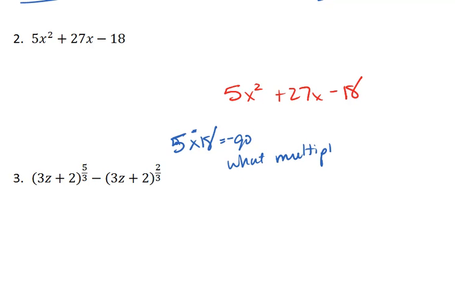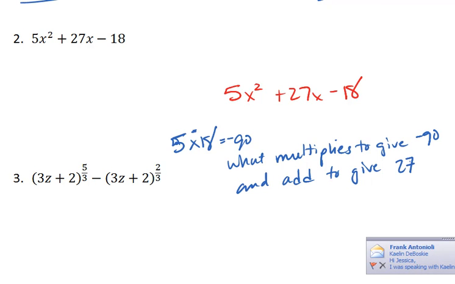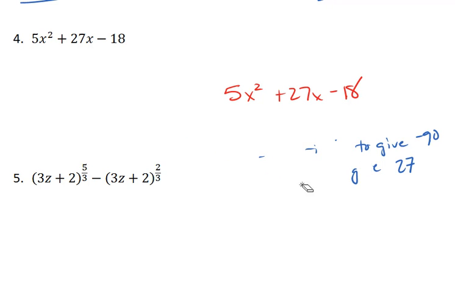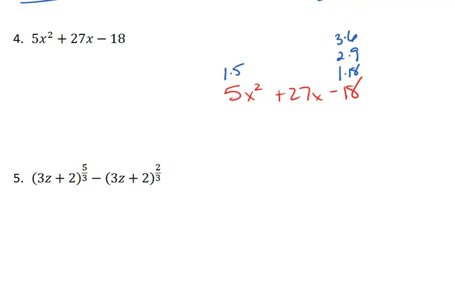and figure out what multiplies. We want two numbers that multiply to give negative 90 and add to give 27. That's the algorithmic way to solve. I'm going to look at it a slightly different way. We know the factors of 5 are 1 and 5. The factors of 18 are 1 and 18, 2 and 9, and 3 and 6. Meaning we have to have factors 1 and 5.